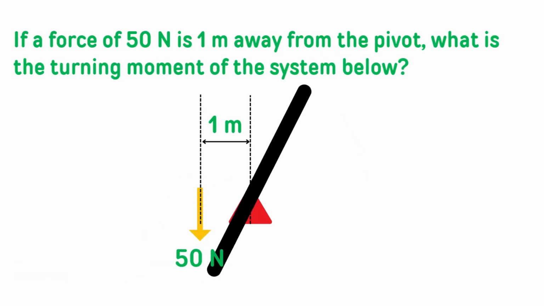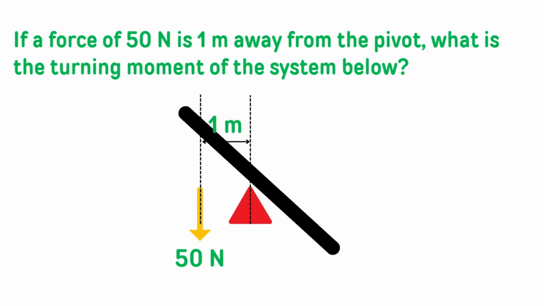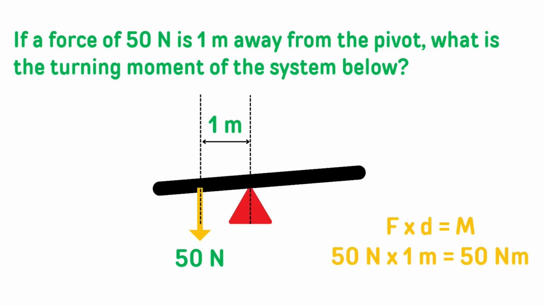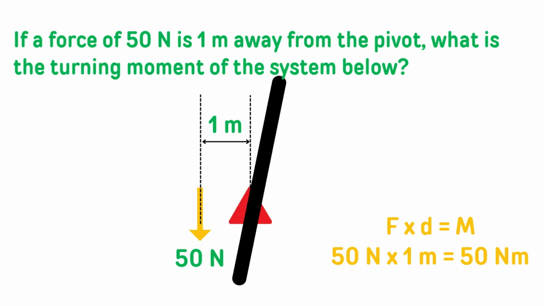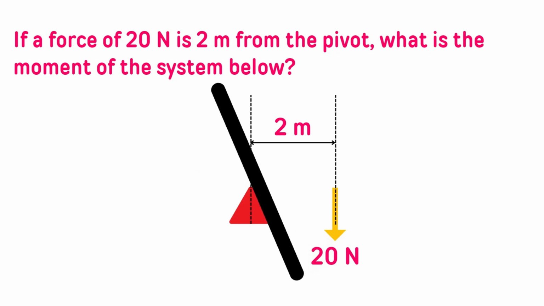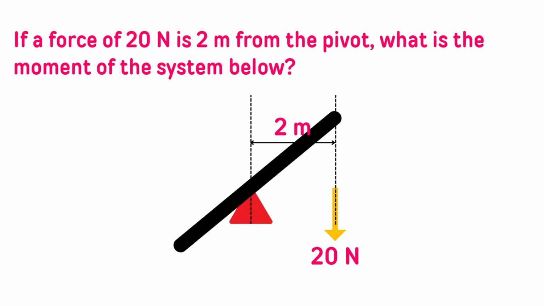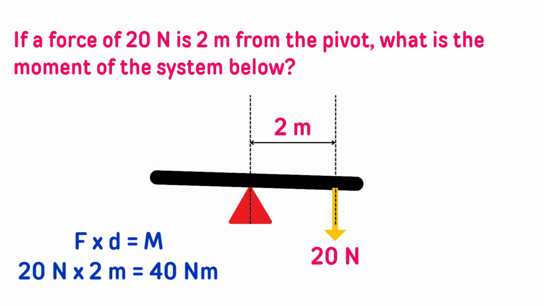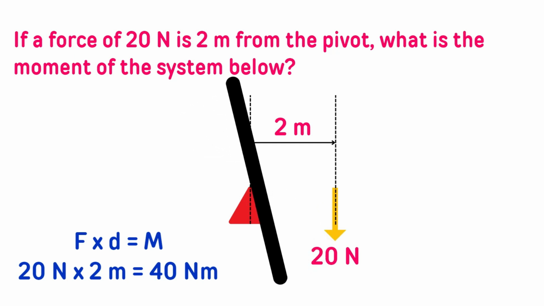If a force of 50 newtons is 1 meter away from the pivot, what is the turning moment of the system below? Awesome! Yes, definitely the turning moment would be 50 Newton meters. If a force of 20 newtons is 2 meters away from the pivot, what is the moment of the system below? Awesome! 40 Newton meters. Correct.